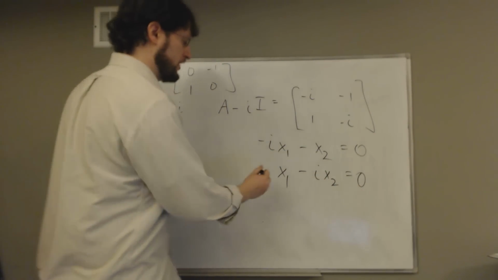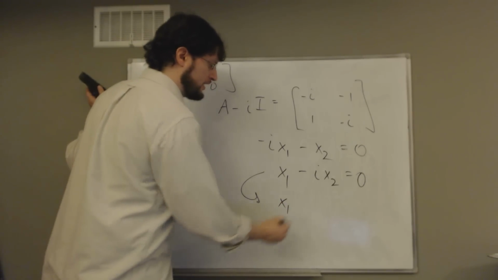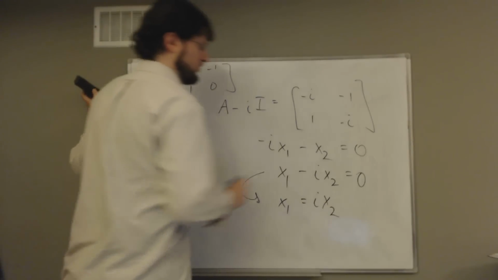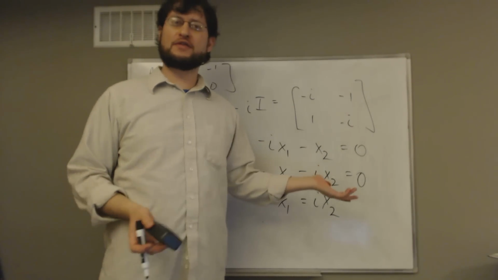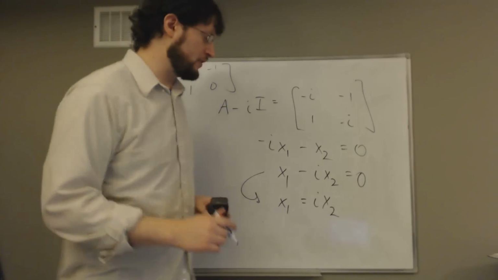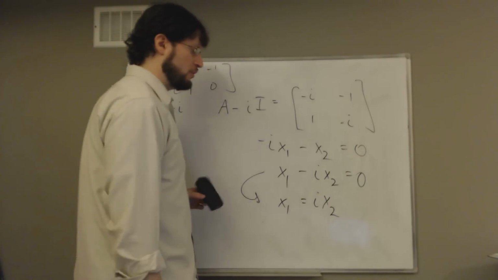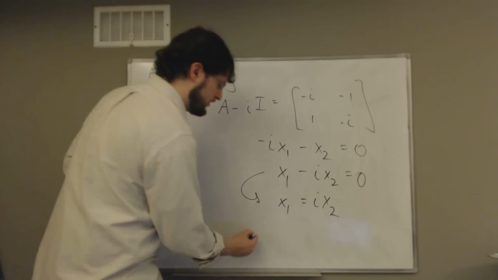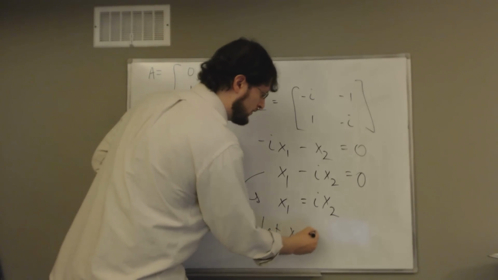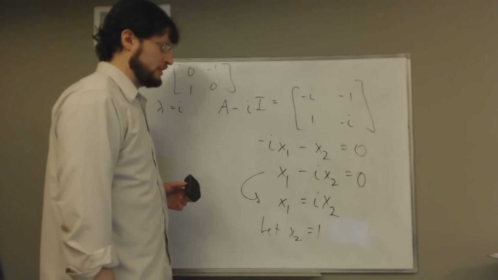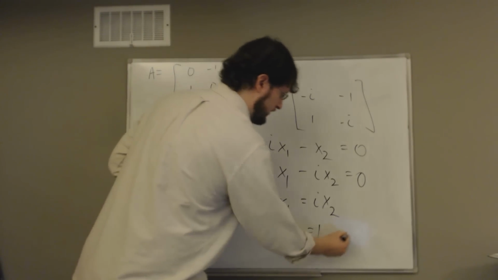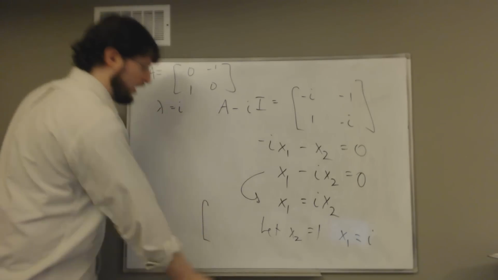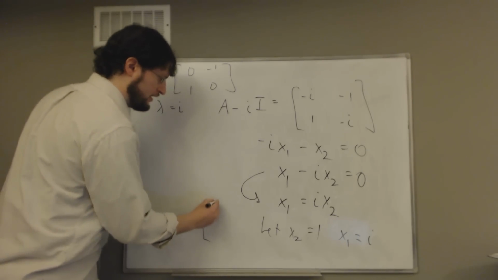So let me look at equation 2 here. This becomes x1 is i times x2. Suppose that x2 is our free variable. Since we must have a free variable, we can pick x2 to be our free variable. If x2 is a free variable, we can pick x2 to be anything I want. So suppose that we let x2 be 1. That's a pretty simple thing to let x2 be. If x2 is 1, then x1 is equal to i, which means that my eigenvector will be (i, 1).